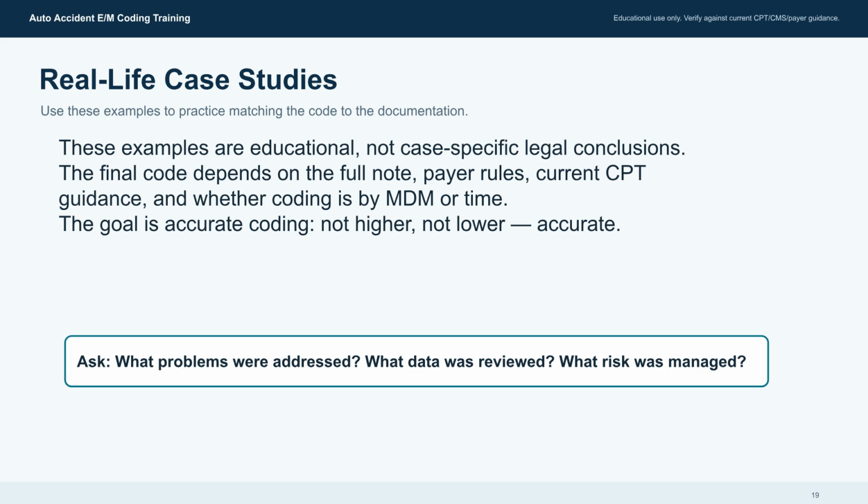Now let's apply these concepts to real-life auto accident scenarios. These examples are not intended to criticize any individual provider or billing decision. They are intended to help us think through whether the documentation supports the code selected. As providers, we want to make sure the level billed reflects the actual complexity of the encounter, the decisions made, and the risk managed. The key question is not, what code do we usually bill? The question is, what does this note actually support?